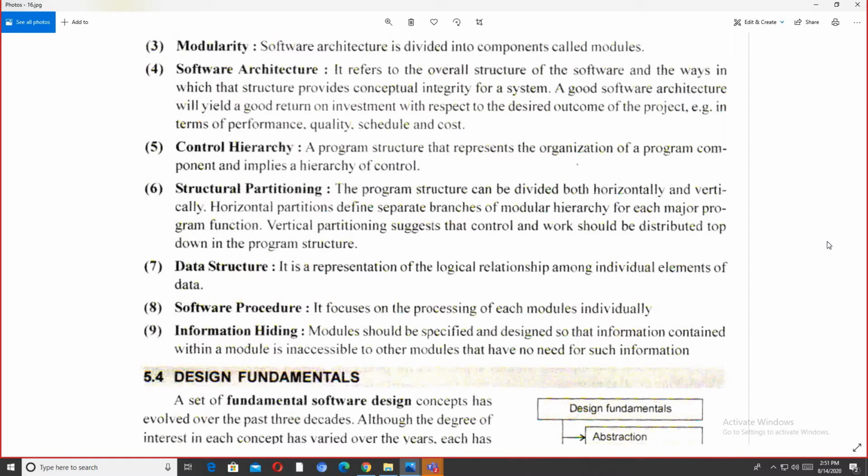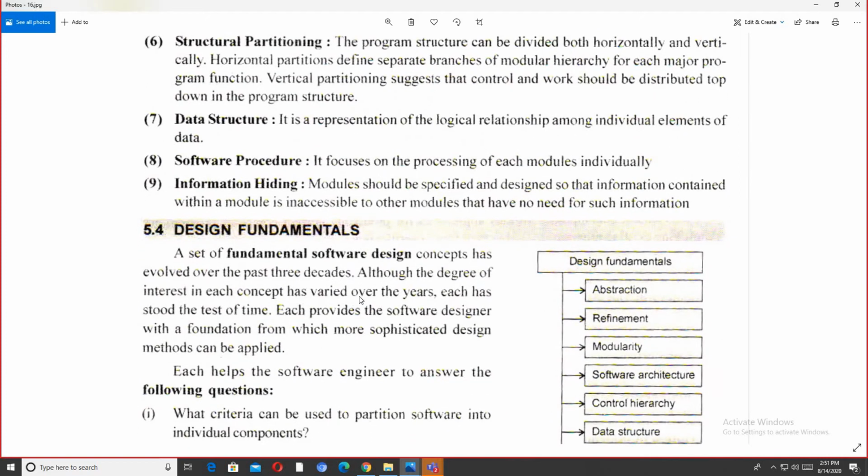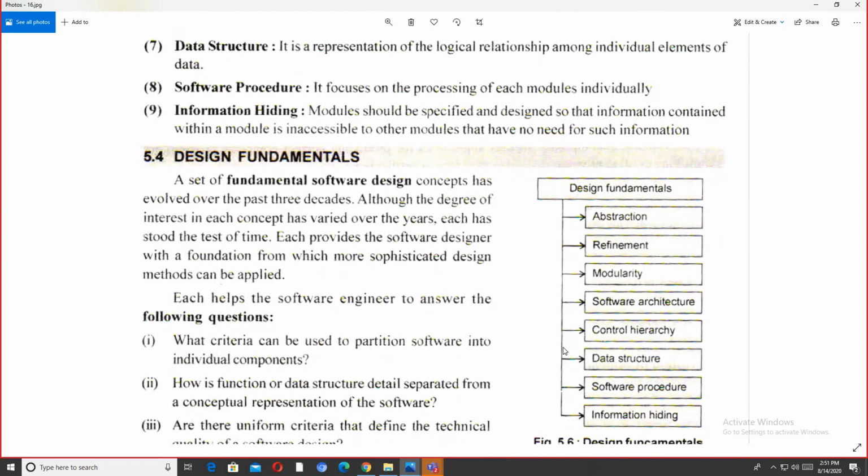What is data structure now? The data structure is a representation of the logical relationship among individual elements of data. We all understand that we have been reading about data structure, but it is such a crisp definition that is being given here. It is a representation of the logical relationship among individual elements of data. The logical relationship has to be defined between the individual elements of data, and that is called a data structure.